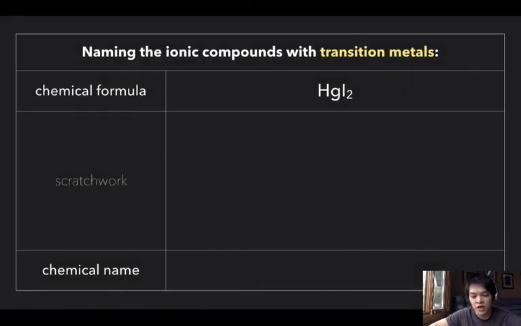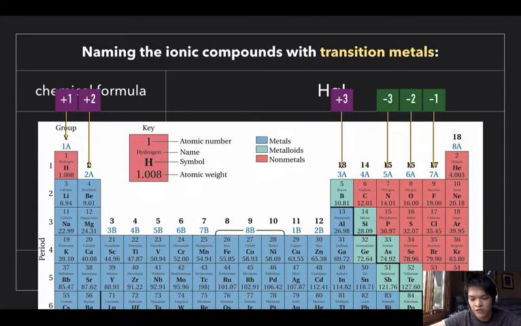We have Hg, which is mercury, and I2, which is iodide. We're going to need to know what the charge of mercury is because it's a transition metal, so we can write down the name for it. Mercury, what is the charge of that? We don't know yet. We just know that there's one of them. Iodide, what is the charge of that? We're going to look at the periodic table for this. Iodide is down here, so it has a -1 charge.